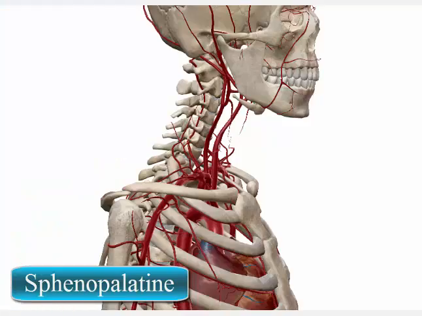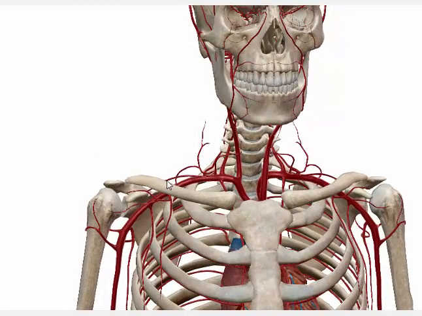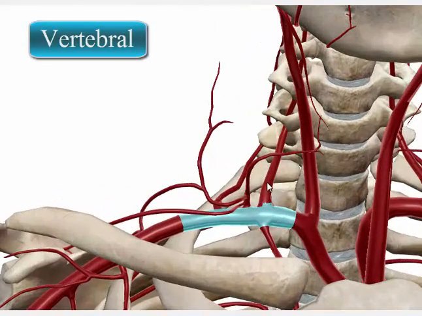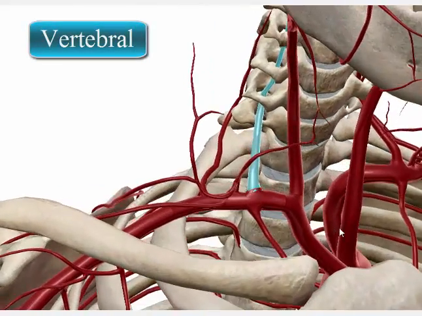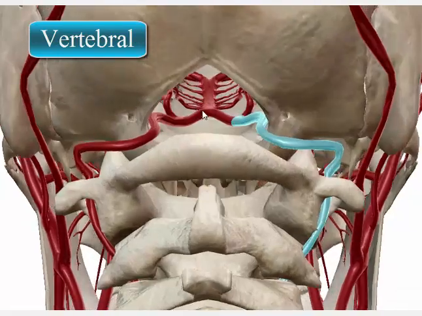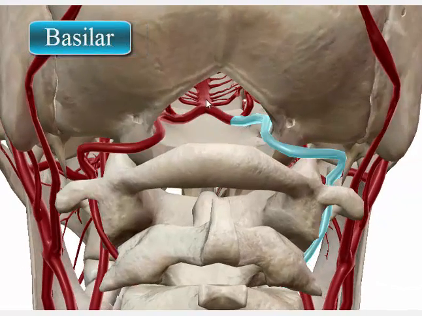The subclavian artery, crossing the base of the neck, participates in blood supply of the muscles and organs of the neck as well. The vertebral artery, which arises from the first part of the subclavian artery, runs cranially in the transverse foramina of the cervical vertebra. It joins the contralateral vertebral artery, forming the basilar artery.